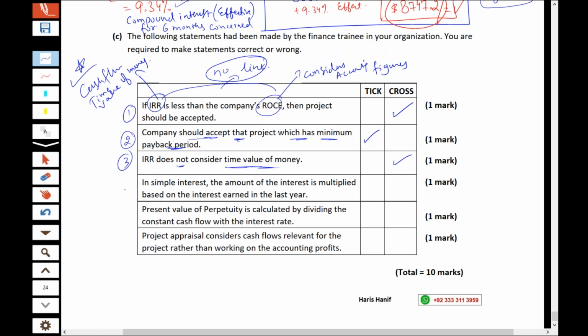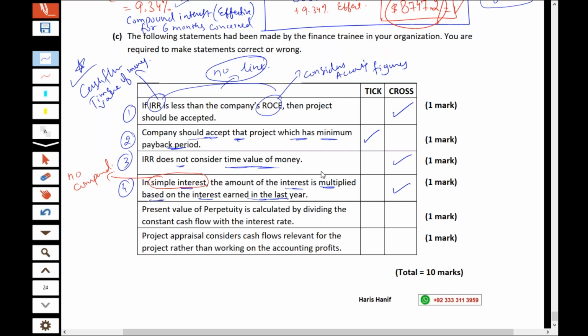Now, number four, in a simple interest, the amount of interest is multiplied based on the interest earned in the last year. Simple interest means no compounding. It's wrong. All of you are giving me the right answer, and I'm very happy.